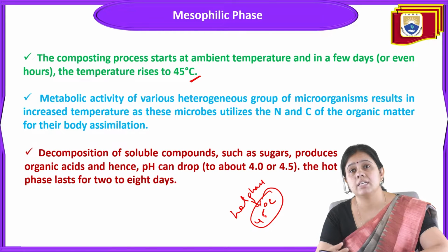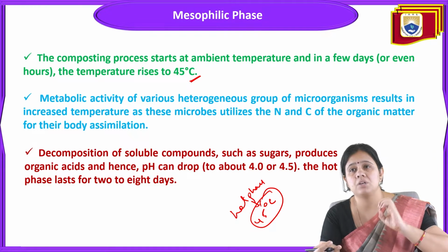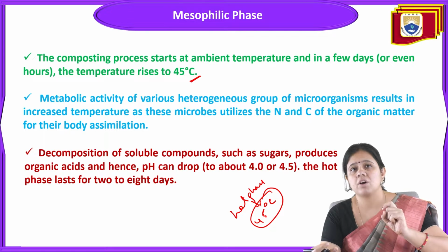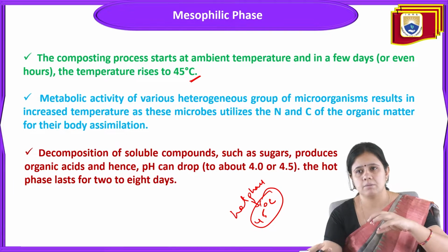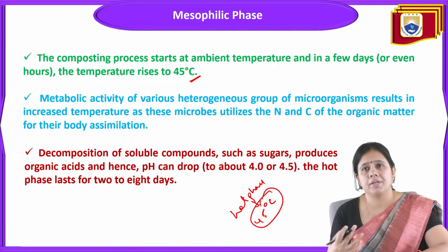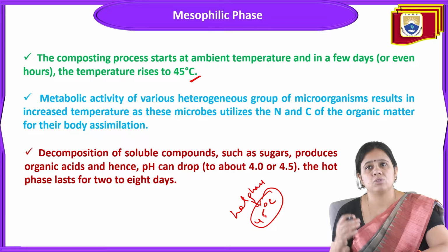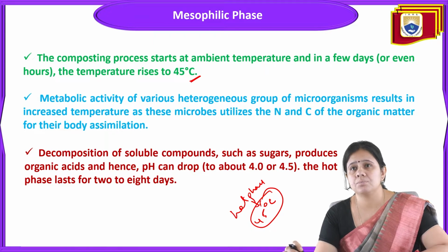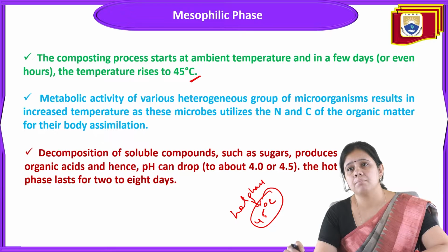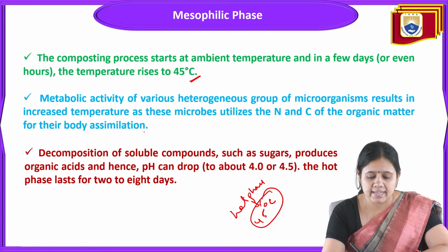With increasing temperature, the metabolic activity of the heterogeneous group of microorganisms increases. The temperature is increased because of the metabolic activity of these microorganisms. These microbes start growing and doing their activity in the compost, and they utilize the nitrogen and carbon of the organic matter for their body assimilation.